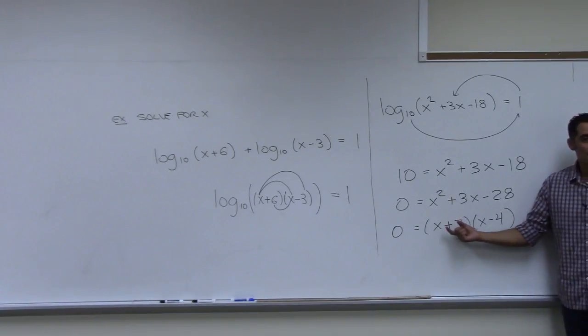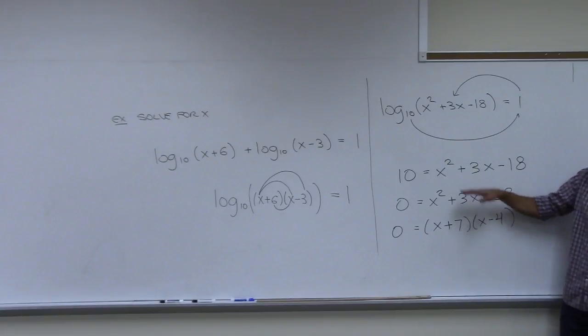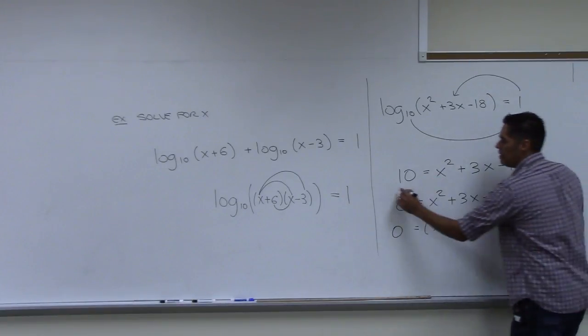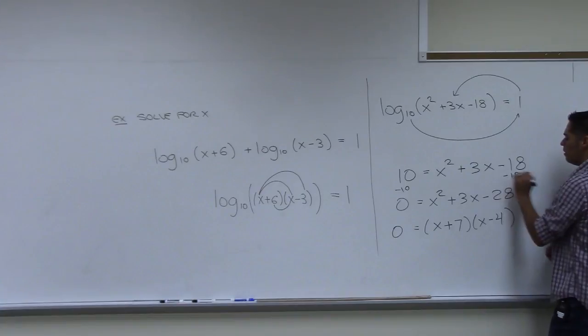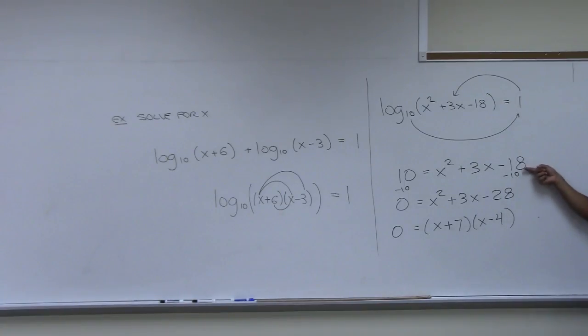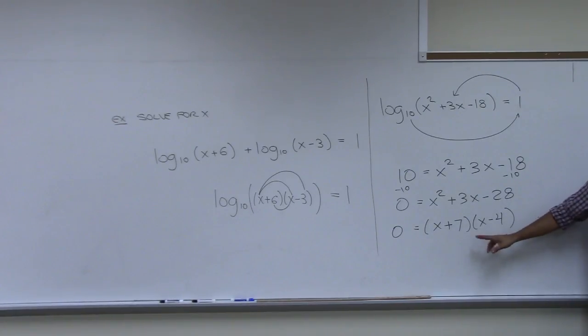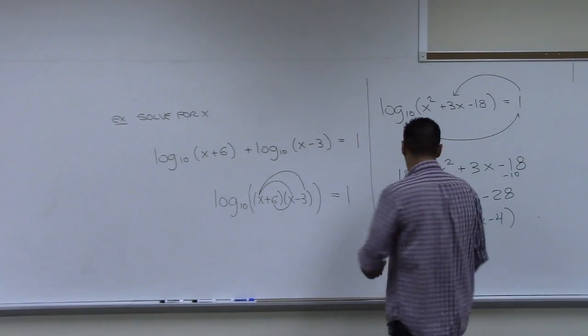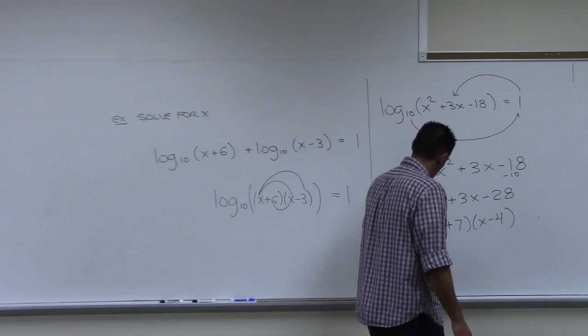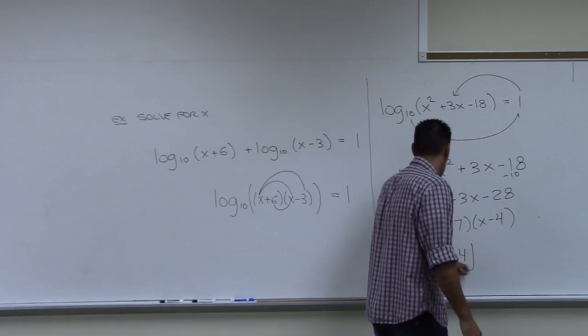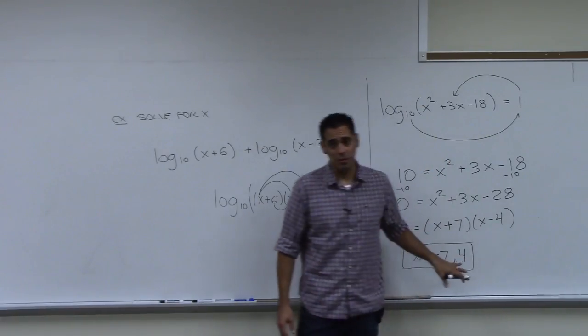How did you get the 0 after 10? Okay, so I subtracted 10 here, subtracted 10 here, right? So that became negative 28. And then we got lucky here. So we have two solutions, don't we? What are our two solutions? Negative 7 and 4. I should say, these are our potential solutions.